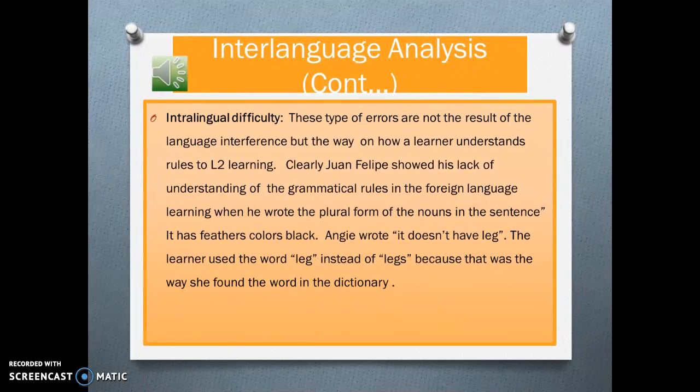We can see how Juan Felipe and Angie fall into an interlingual difficulty when they showed in their respective samples their lack of understanding of the grammatical rules in the foreign language learning, as described in the present slide.